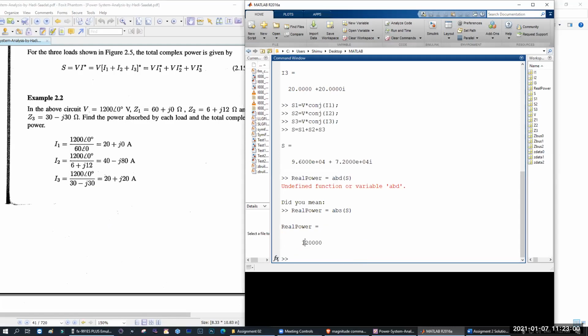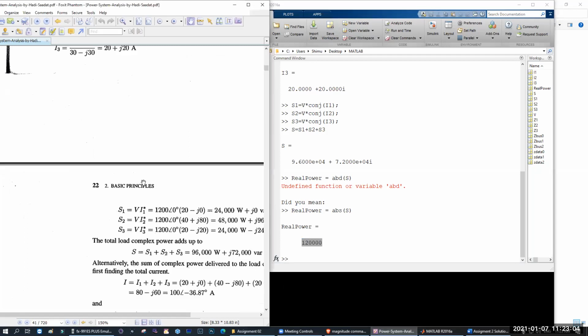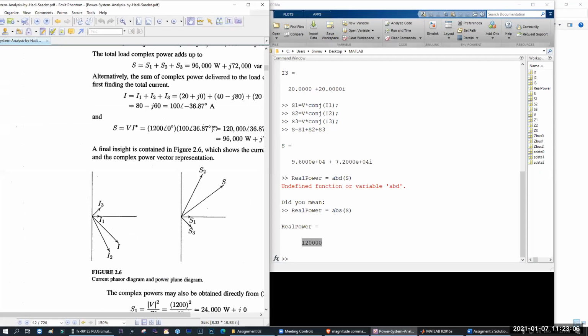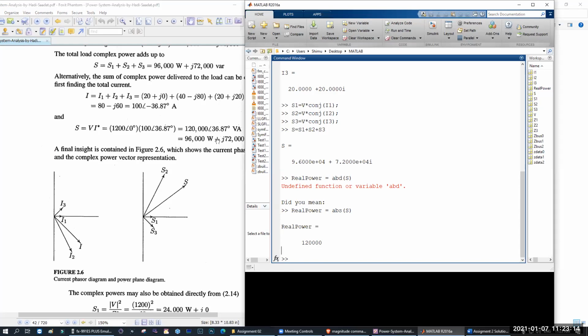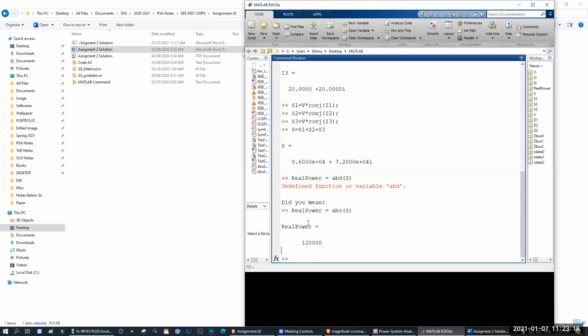See, 120,000, not 12,000. What is that? It's the real power. And what is your var? That means the reactive power, J72,000. Okay, reactive power equal to what? Now, what is the angle?